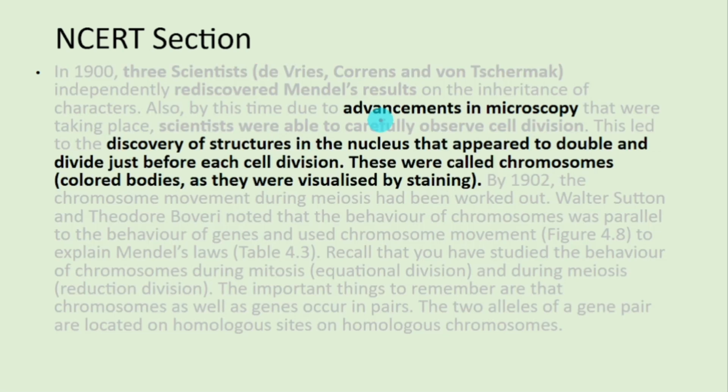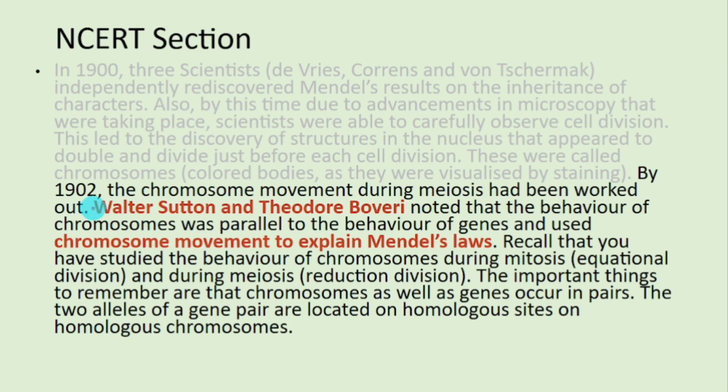And second important point is advancement in microscopy. So since we have already covered cell division, mitosis and meiosis, this will be easy for you to understand. See, the structures in nucleus, we are talking about chromosomes, they double during S phase and then they segregate during cell division. See, in 1902, the chromosome movement during meiosis had been worked out.